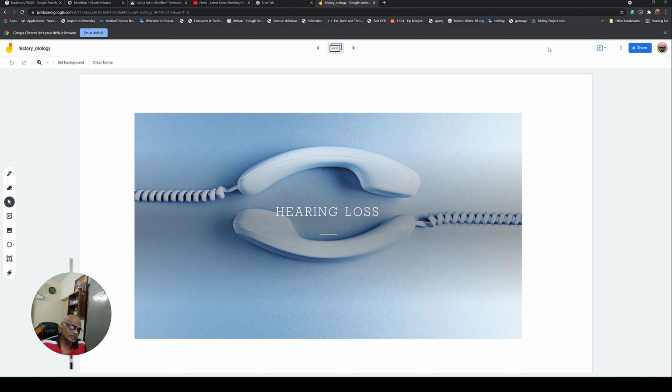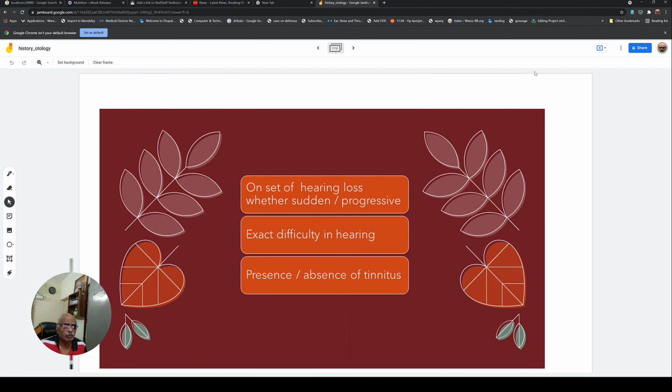Now, the next in the list of symptoms is going to be the hearing loss. Most of the patients are actually bothered by the hearing loss. When the patient is complaining of hearing loss or blocked ear, they should be directly asked whether the hearing loss is sudden or hearing loss is progressive. If the hearing loss is sudden, then so many other diagnoses get into the picture.